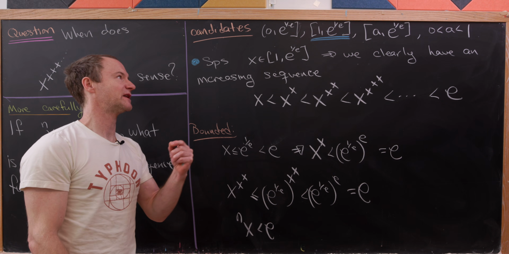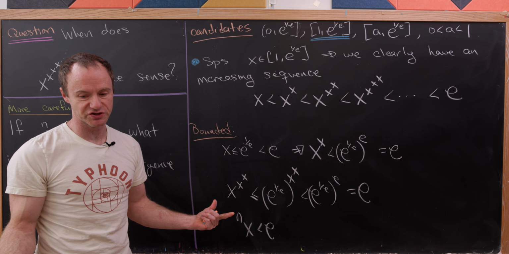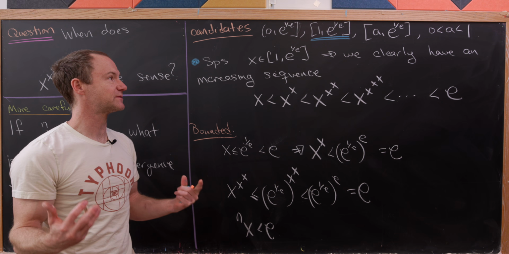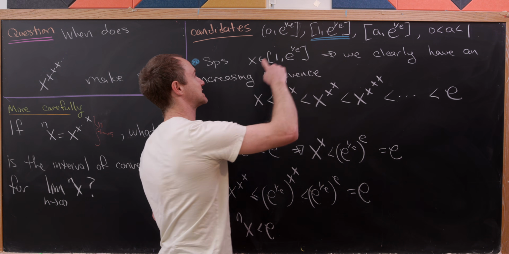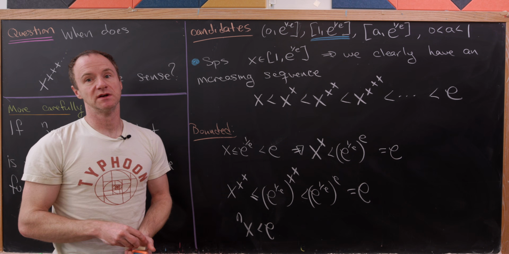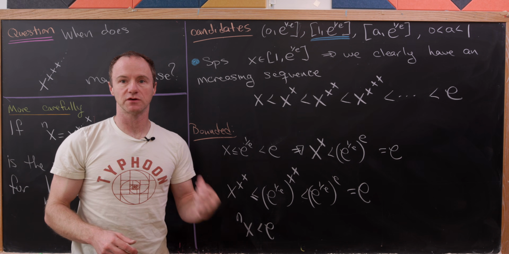Now we just have to determine if that's the entire interval of convergence, or if it's possible to have something less than 1 where this object converges. Okay, so let's look at that.